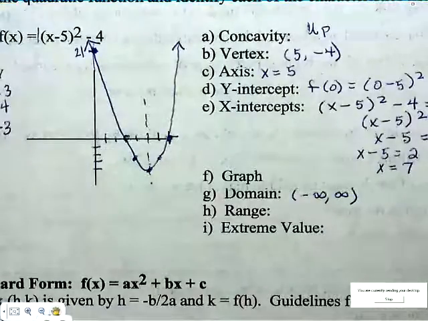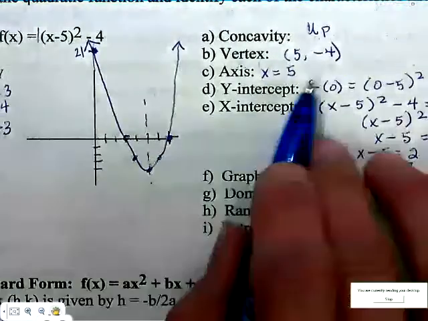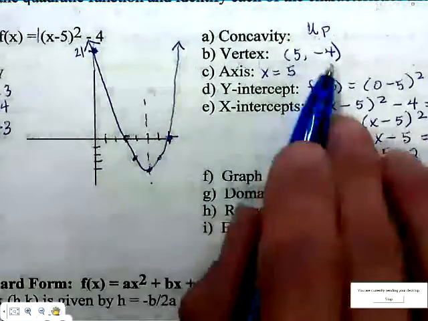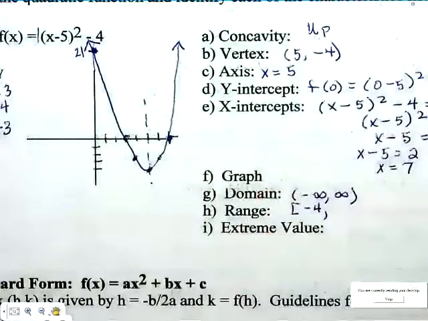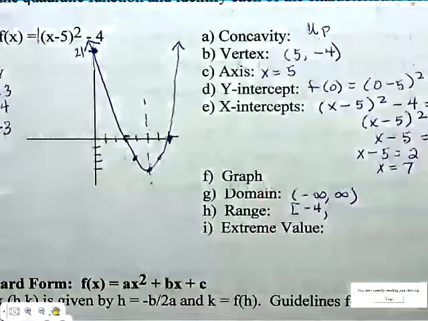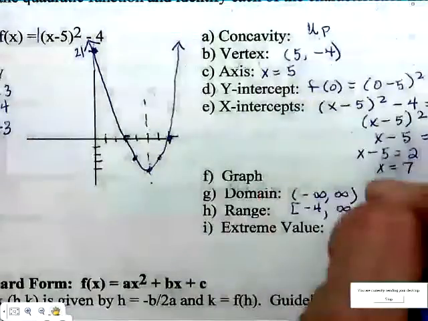How about the range? Make sure you give it to me lowest to highest. What's the lowest y value on that graph? Negative 4. It's always going to be the y coordinate of the vertex. So from negative 4 up to, what's the highest y value on that graph? There's not a highest. It goes forever up. So the range is negative 4 to infinity.